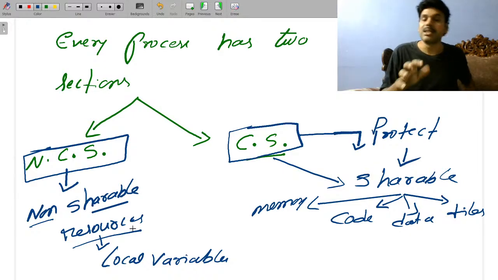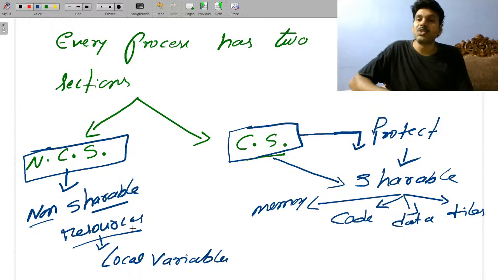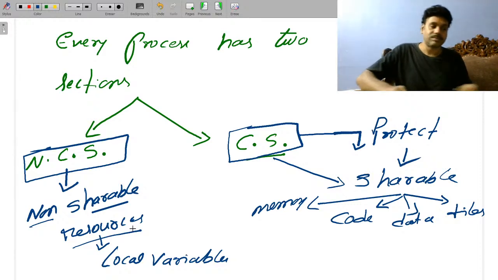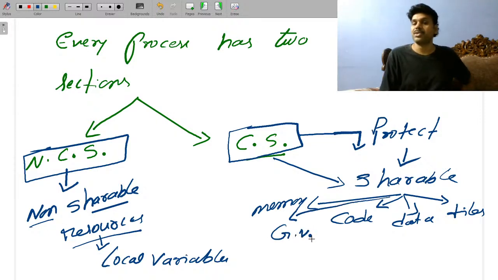Whenever you get the OTP, the one-time password, they will say don't share it with others. If you share that one-time password with others, what will happen? Anybody can do anything. That's why the one-time password must not be shared with others. But when you talk about memory or some YouTube links, they are shareable resources only. Anybody can access them. All global variables also come under shareable resources only.